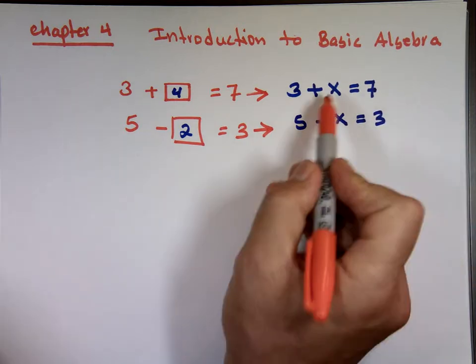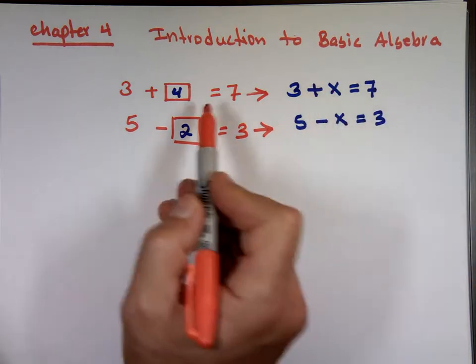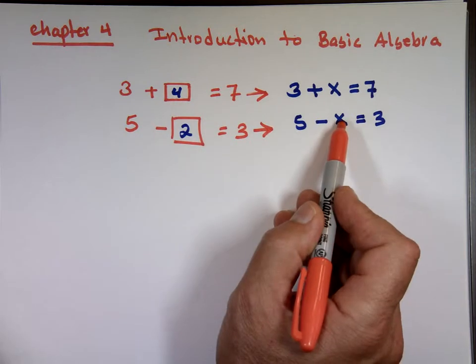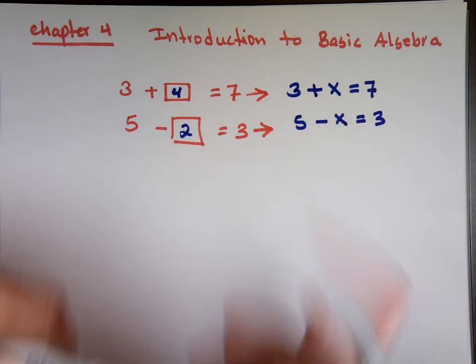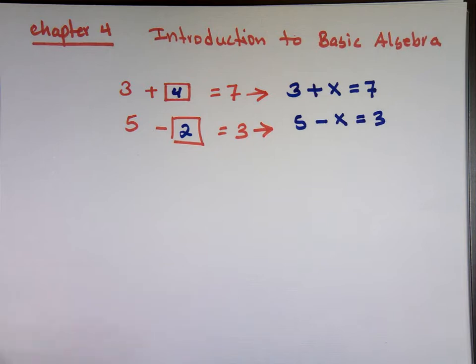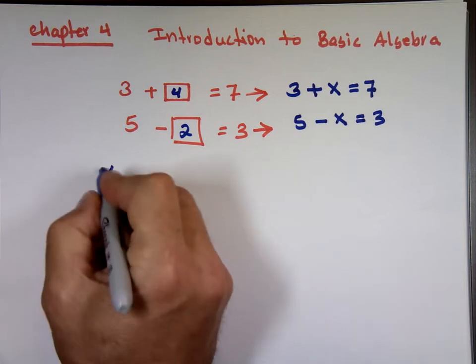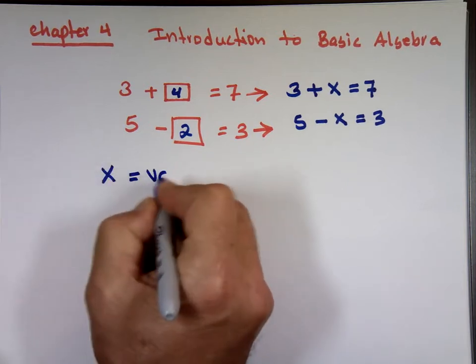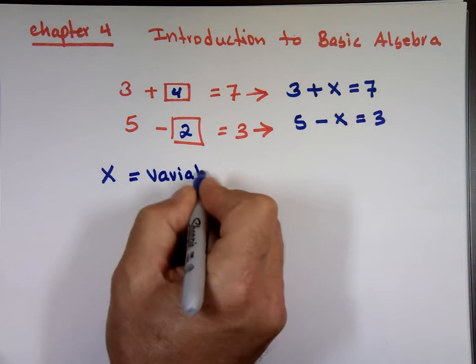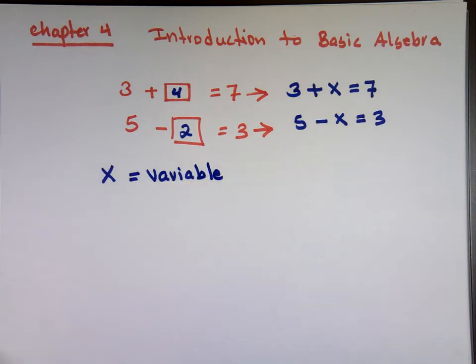Notice x in this example, what's the value of x? 4. What's the value of x here? 2. So x is known as a variable. Why do they call it variable? Because the value changes from problem to problem. It's not a fixed value.